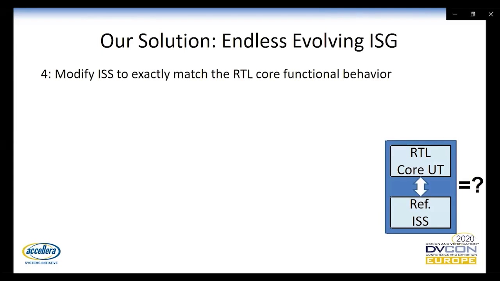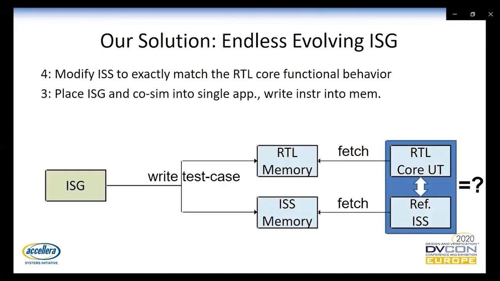So we basically modify the ISS to exactly match the RTL core behavior to be able to generate arbitrary instruction sequences with respect to CSRs. To address the performance issue, we place both models together with the instruction stream generator in a single application without using any inter-process communication. The ISG writes the complete test case directly in binary format into the memory of the RTL core under test and the reference ISS. They both run in a tight co-simulation, and we compare the architectural state after each instruction.